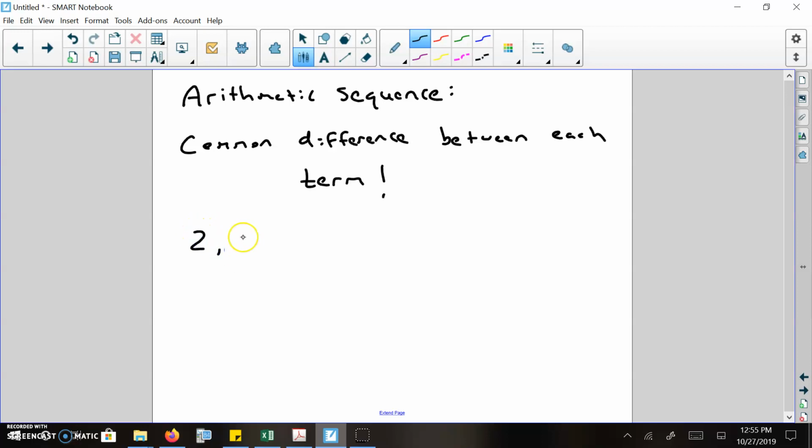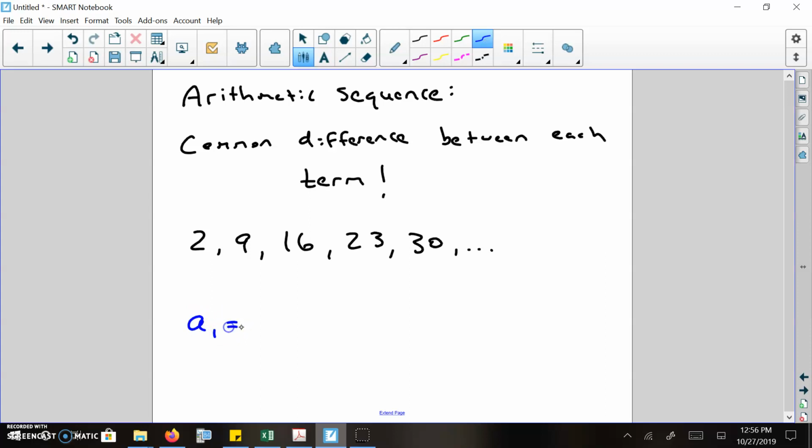For example, 2, 9, 16, 23, 30. This is an arithmetic sequence because what you'll notice here is to get from one term to the next every time, all we did was we added 7. Okay, we started with the first term and we added 7. Okay, the way that these can be defined recursively is pretty simple.